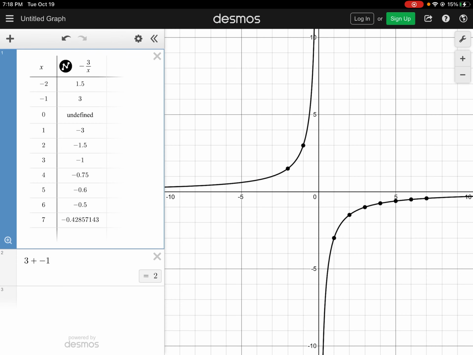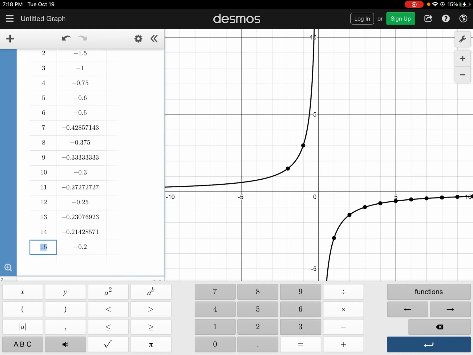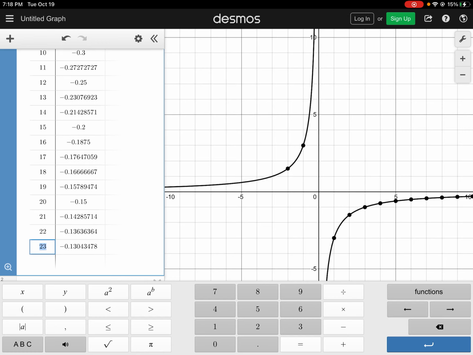Now, if you keep going, let me just show you what's going to happen here. So let's click on the 7. Go, go, go. What do you guys see happening? Well, dang, it's just a bunch of decimals, Miss Harrison. What am I going to do?